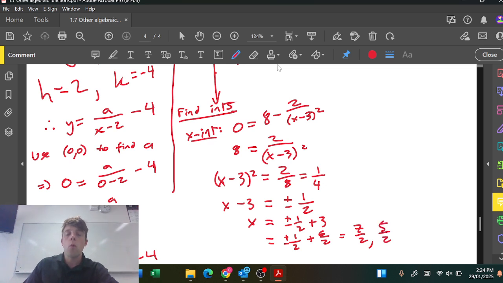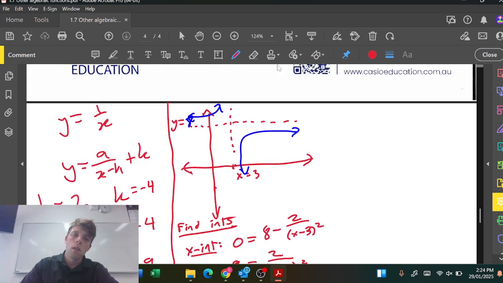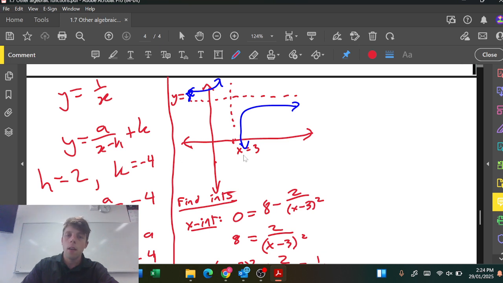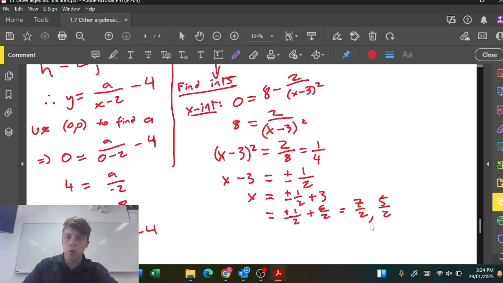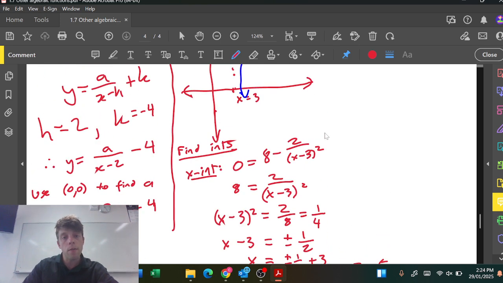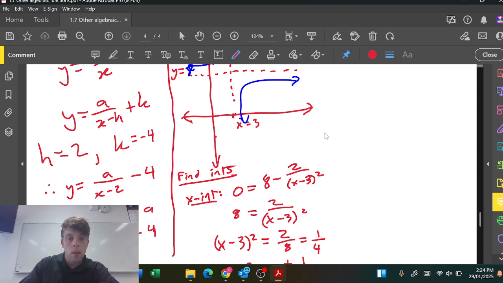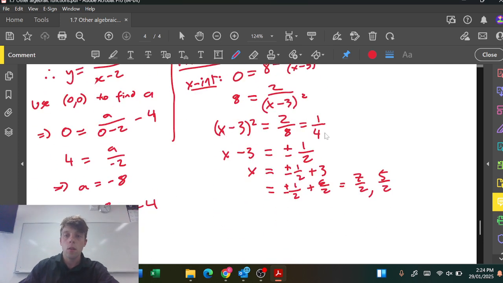All right. Now, which of those answers is correct? Let's have a look at this shape. So we can see that this x value is larger than 3. So therefore, it must be 7 over 2, because 5 over 2 is less than 3. That's 2.5. So this intercept here must be 7 over 2, 0. That's our first intercept. So I'm going to circle that one as our answer. 7 over 2. There we go, 7 over 2.